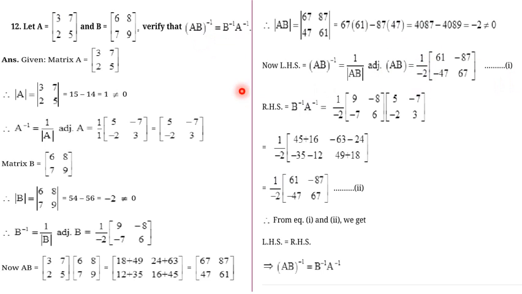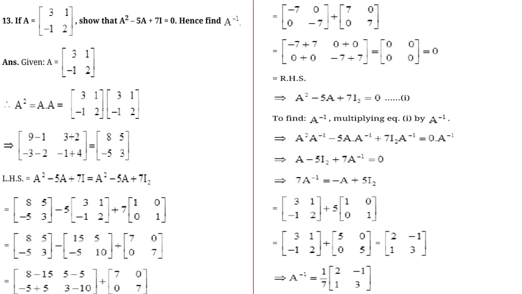This is the first one. Now we find out B inverse into A inverse. B inverse we have already found out here, and A inverse also we have already found out here. So B inverse is here and A inverse is here. It is actually multiplied, and then this is what you get. And from this and this you see equation 1 and 2 are equal. Therefore LHS is equal to RHS.